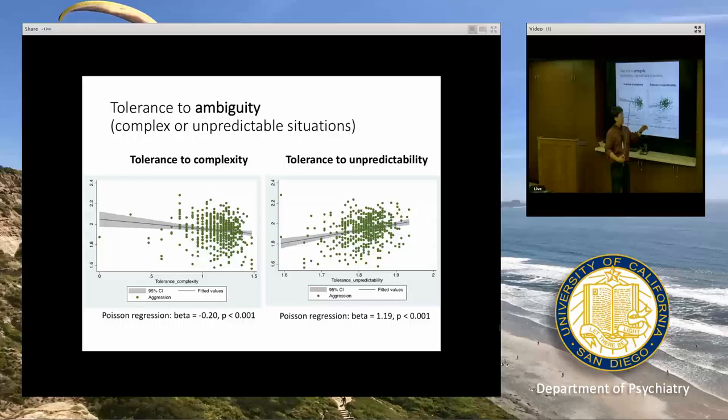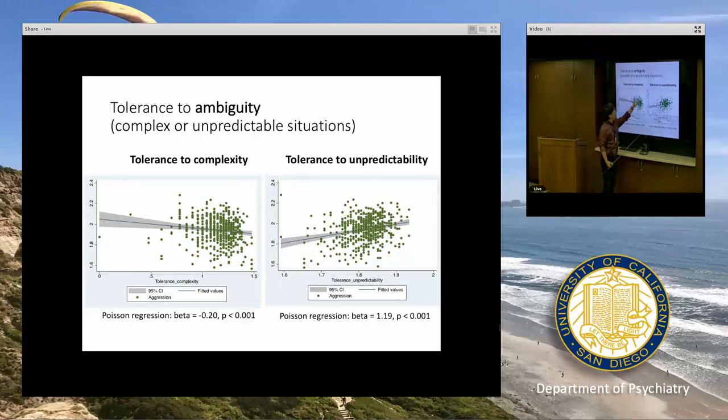So this kind of ambiguity can be divided into two parts, right? The first one is complexity: how likely you can tolerate complexity. And the second type is unpredictability. Like, when you go to another foreign country, it might not be a complex situation, but it is more toward the spectrum of how predictable the situation can be.